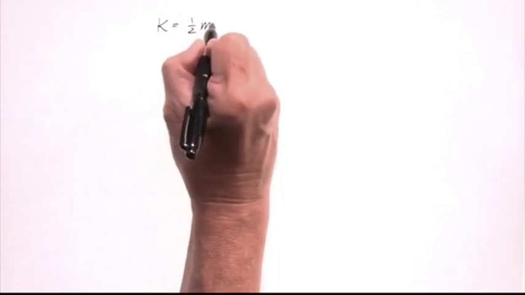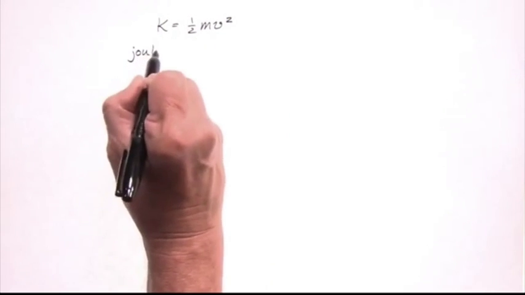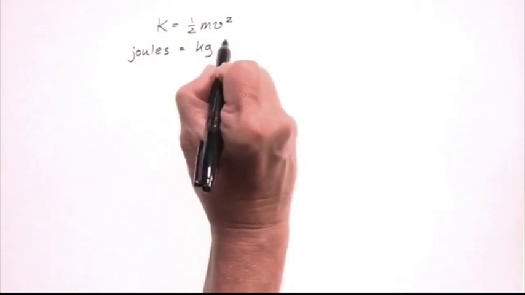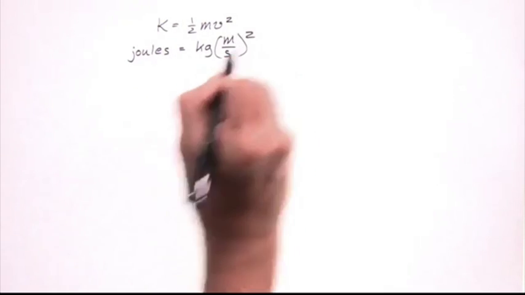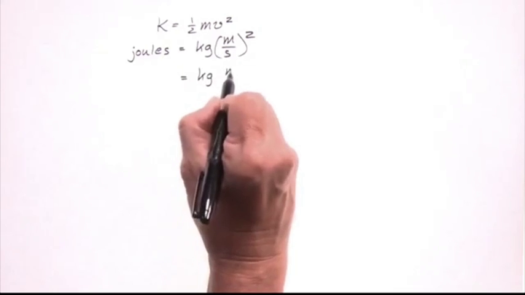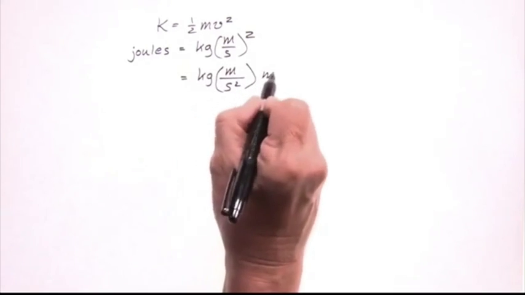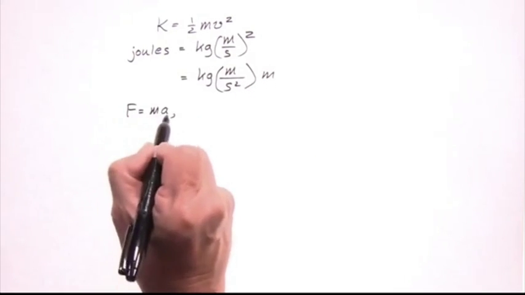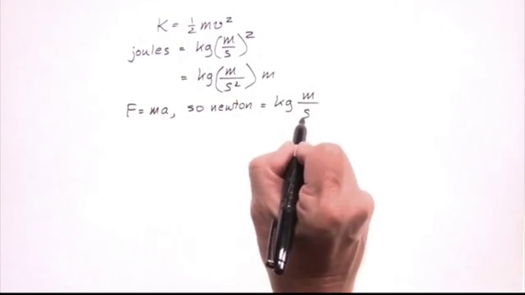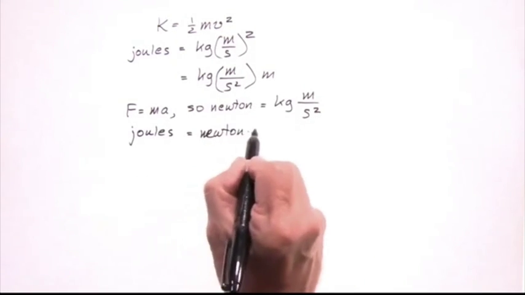Again, let's check the units. m v squared is kilograms times meters per second squared. Take one of the meters outside and use Newton's second law to remind us that kilogram meters per second squared is force, units newtons. And newtons times meters equals joules.